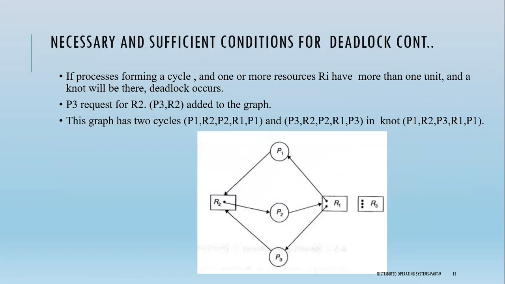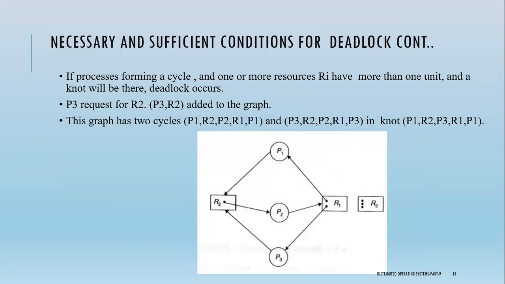P2 are deadlocked. Notice that in this graph, although there are 3 units of resource R3, it is not involved in the cycle P1, R2, P2, R1, P1. Both R1 and R2 that are involved in the cycle have only one unit each. Therefore, the cycle represents a deadlock state.